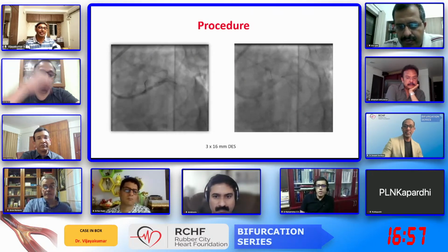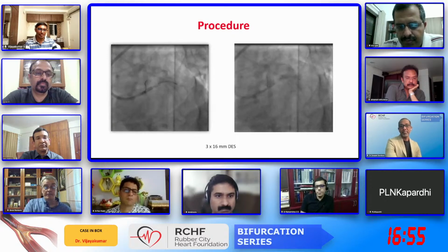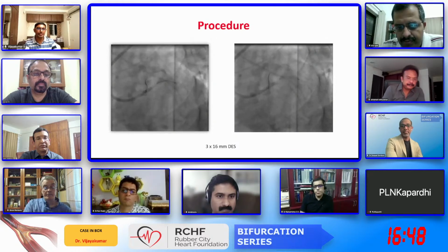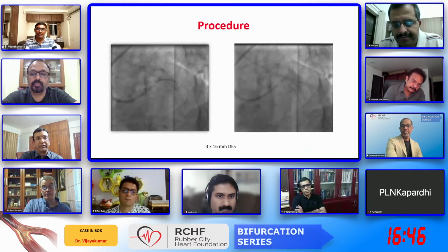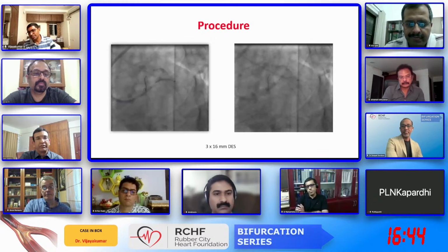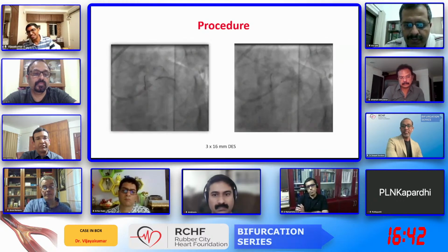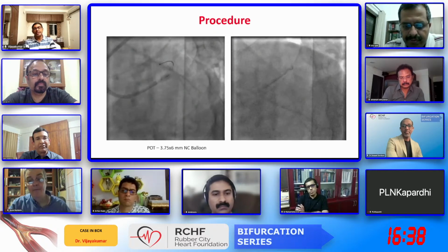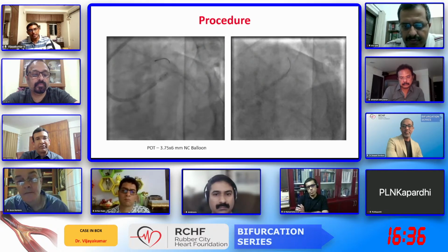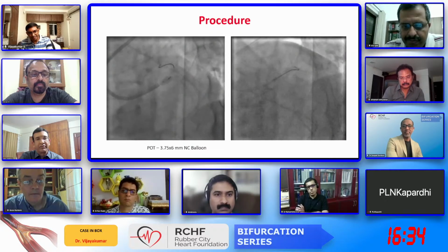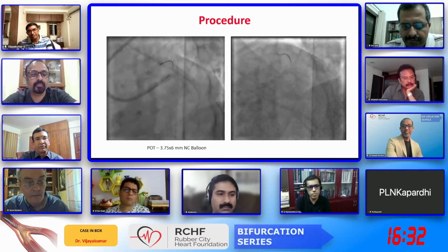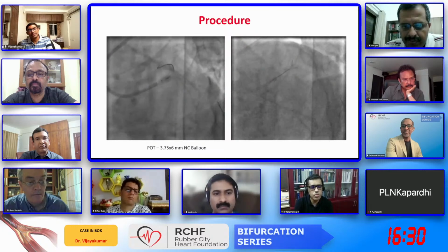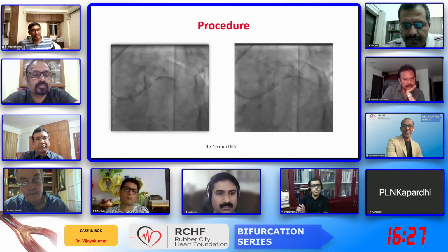So we stented the LCX with a 3.0 x 16 millimeter drug-eluting stent. I'm not sure whether you're able to appreciate, even I cannot see clearly because the contrast is not enough in the stent. So I'll show you some pictures. Then after that, we did a part. Any comment on this part? And I'll show you the extent of the stents.